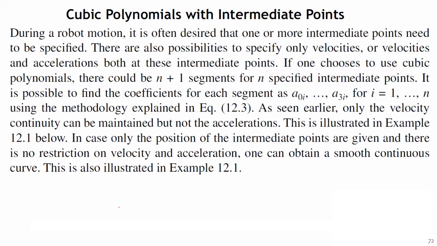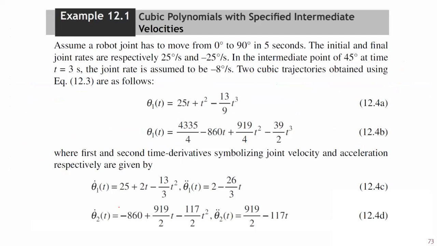In case only the position of the intermediate points are given and there is no restriction on velocity and acceleration, one can obtain a smooth continuous curve. This is also illustrated in example 12.1. Now we will see this example 12.1.